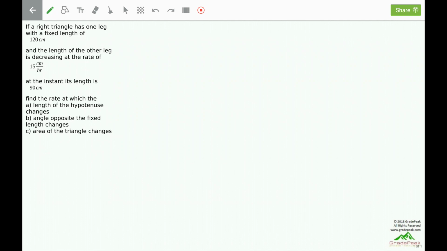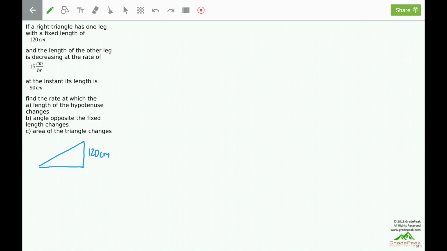Let's start by writing down the information we are given here. For a triangle, it's often best to draw a picture for it. So we have a right triangle. The length of one leg is a fixed constant. We will want to label the picture then with the constant, 120 centimeters. I will pick that leg to be 120 centimeters.